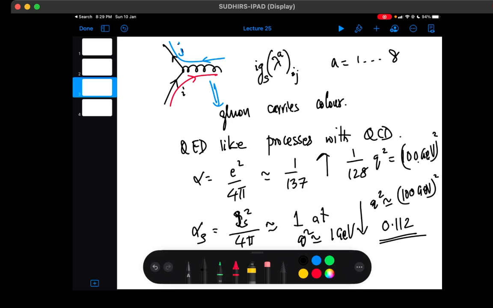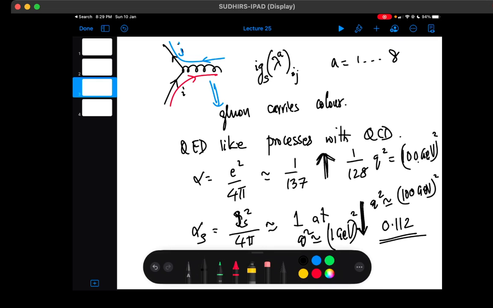This is around 0.112. So first of all, it has an inverted behavior compared to QED, because the QED coupling constant increases with energy, whereas the QCD coupling constant decreases with energy. Okay, the coupling constant decreases with energy.